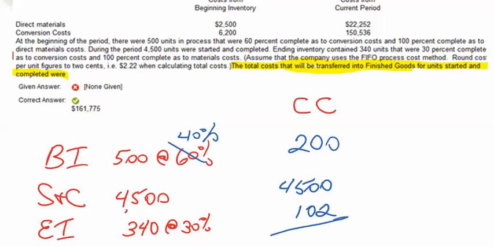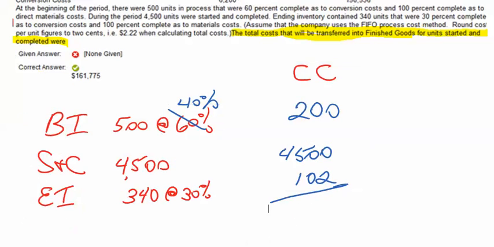So as to conversion costs, the equivalent units then will be 200, 4,500, and 102, or 4,802 units. With regard to the materials, we'll change our color here. Let's go to green for materials.